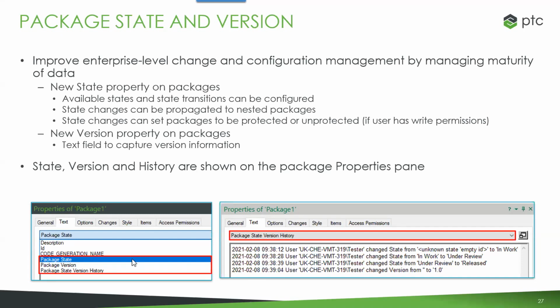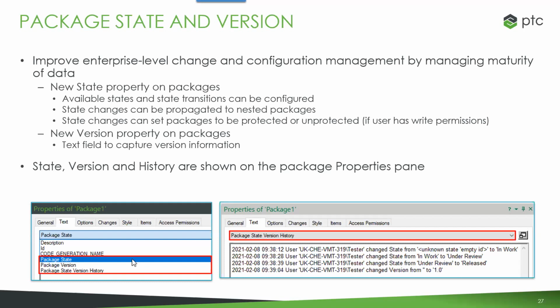So it's configurable. We can define the available states and also the state transitions. For those that know Windchill RVNS, obviously you configure where the allowable states are from any given state so that you can control the process in some way, and we have the same capability. State changes can be propagated to nested packages, to ensure that this works nice and efficiently for large models, large environments.